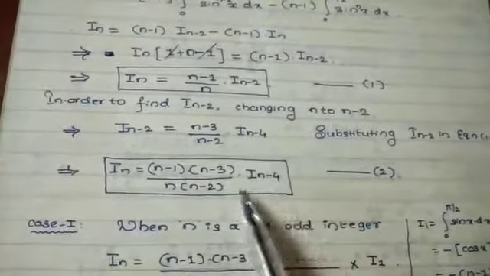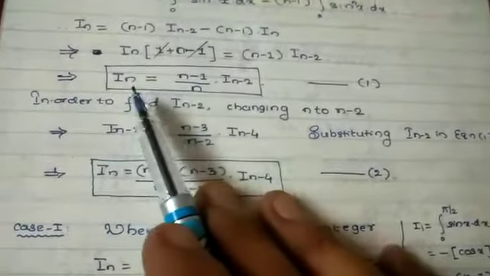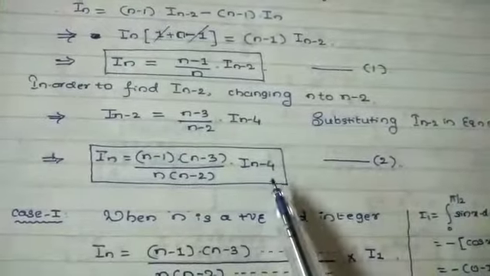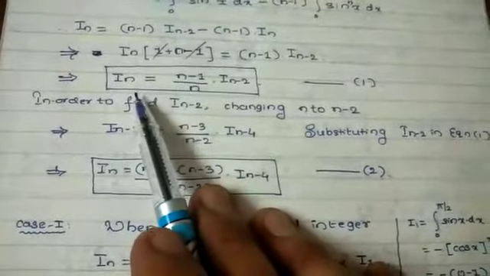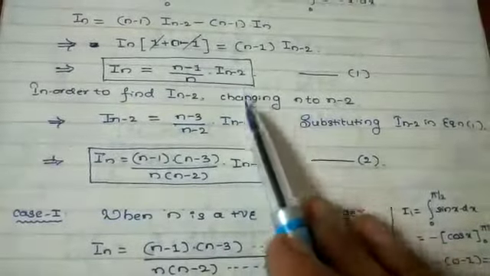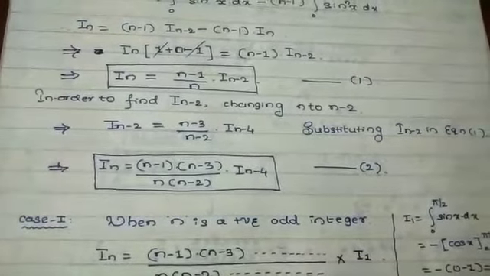In order to calculate I_n minus 4, again substitute n equals n minus 4 in this equation, and we will get I_n minus 6. Again, to find I_n minus 6, we will get I_n minus 8. Like this, the series continues up to 1, for n number of terms.